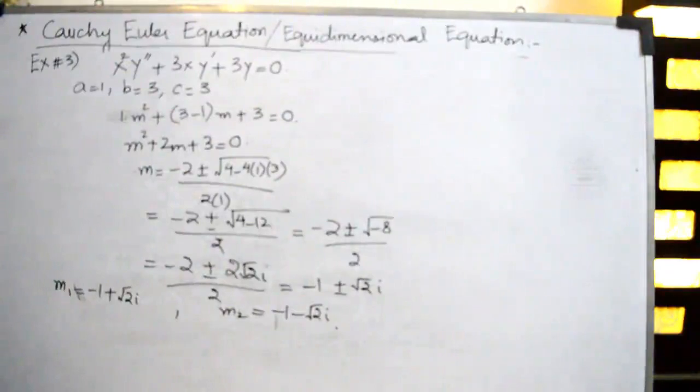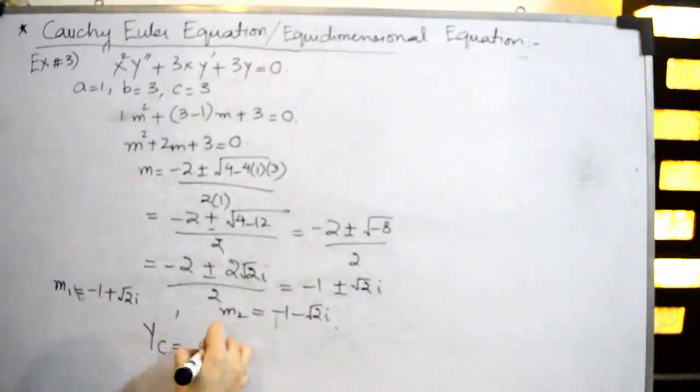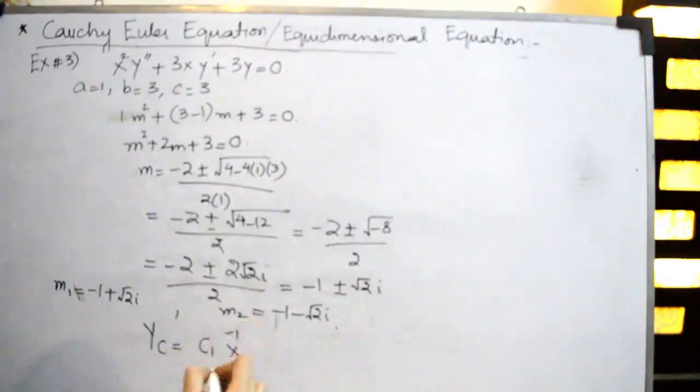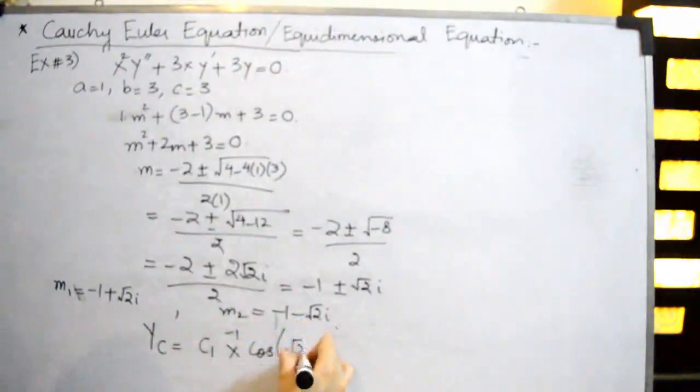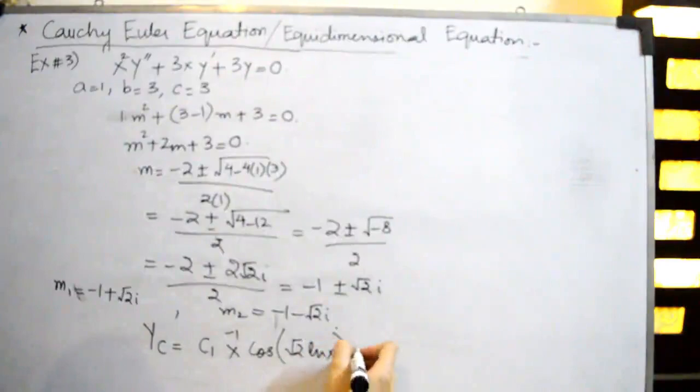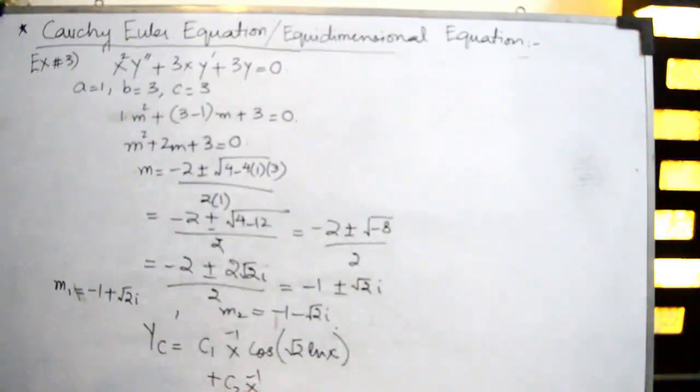So the general equation for complex conjugate roots, that means case number 3, becomes C1 x to the power alpha, x to the power minus 1, cos of beta, root 2, natural log of x, plus C2 x to the power alpha, sine of root 2 natural log of x. So here is the solution that falls into the category of case 3, complex conjugate roots.